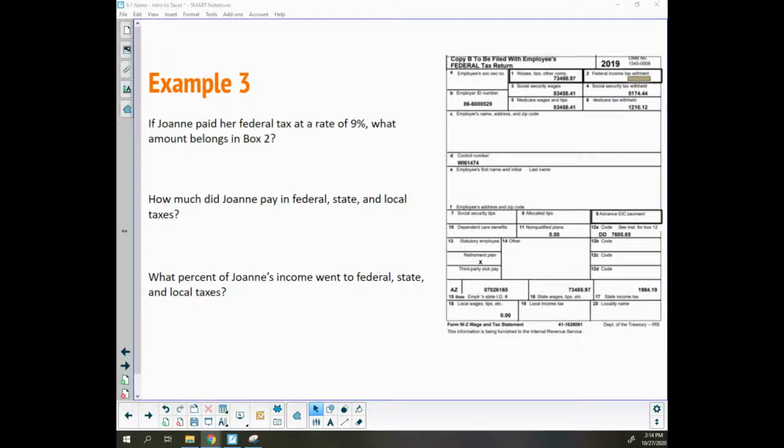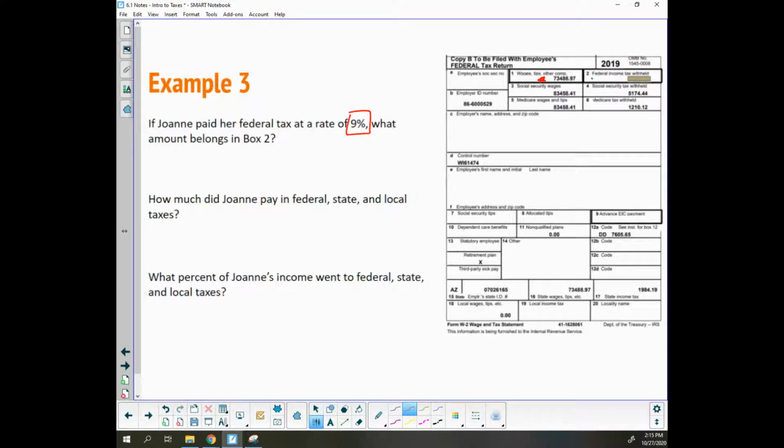So the first question says, if Joanne paid her federal tax at a rate of 9%, what amount belongs in box 2? As you can see up here in box 2, there's no amount written. So we're going to find that missing amount because we know that she paid her federal tax at a rate of 9%. Now, I want you to look because boxes 1, 3, and 5 have different amounts in them. For the purposes of finding federal income tax, you are always going to use box 1's amount.